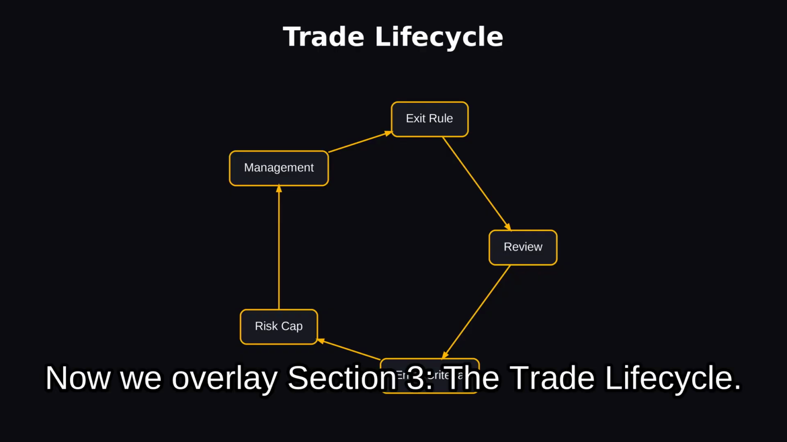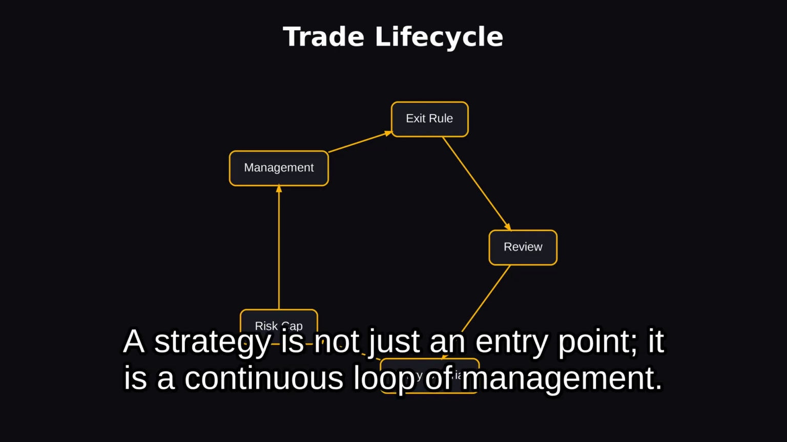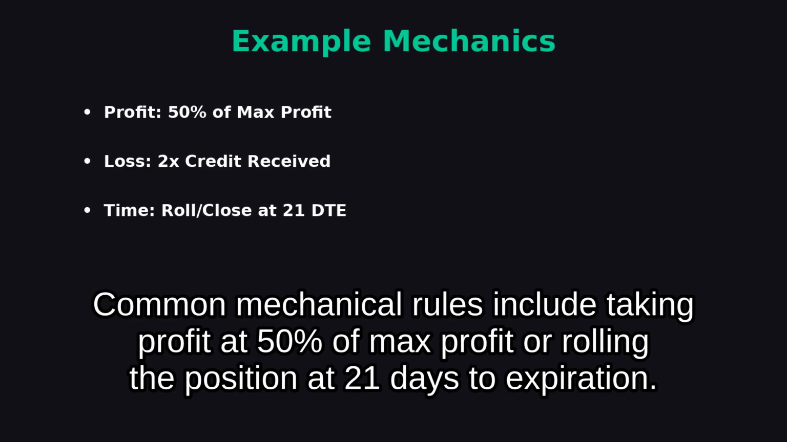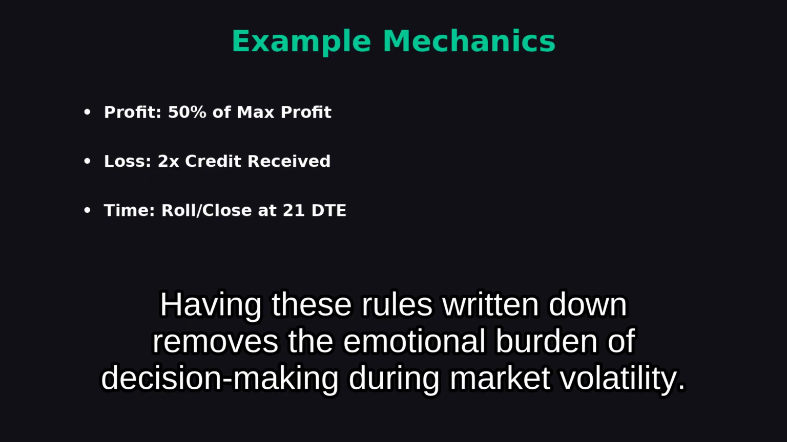Now we overlay Section 3, the trade life cycle. A strategy is not just an entry point. It is a continuous loop of management. You must define your exit triggers for profit, loss, and time before you enter the trade. Common mechanical rules include taking profit at 50% of max profit or rolling the position at 21 days to expiration. Having these rules written down removes the emotional burden of decision-making during market volatility.